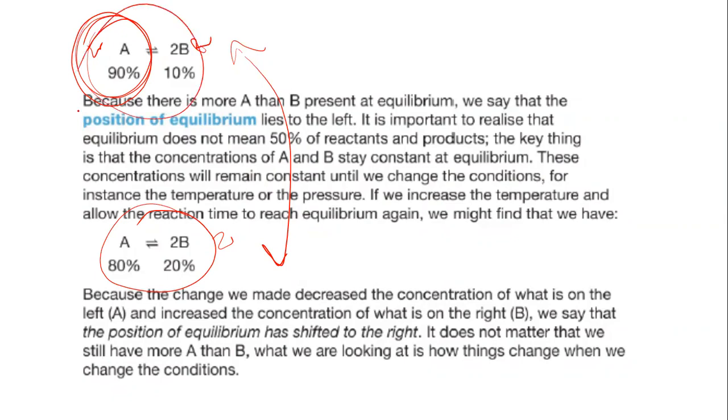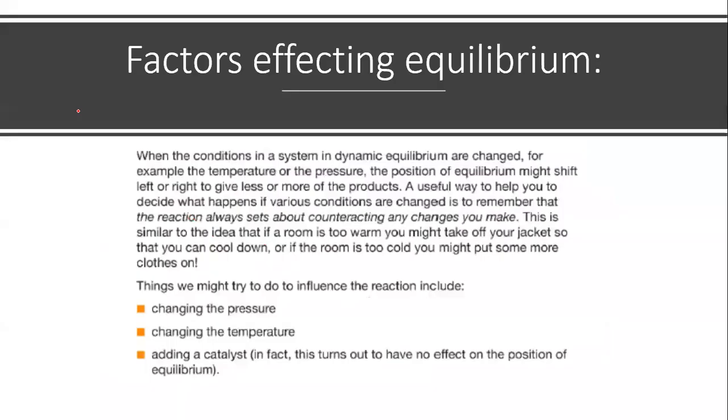When you're answering questions, you say equilibrium has shifted towards the right or the left, whatever the situation is. Now, let's talk about what factors. So I told you we can control different conditions. We can control different factors that can change the position of the equilibrium.